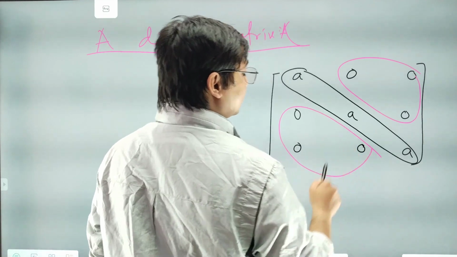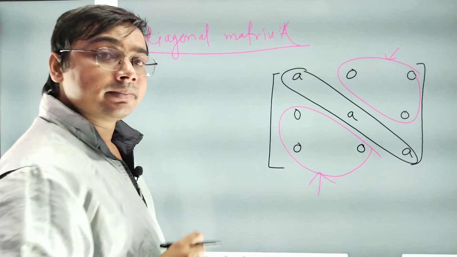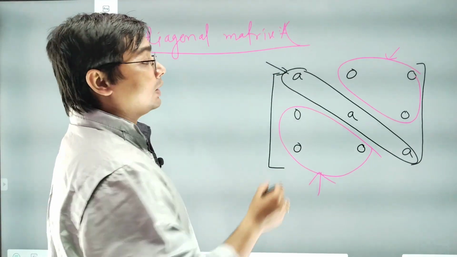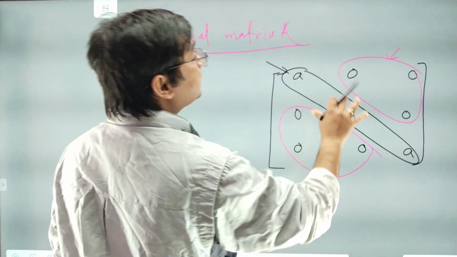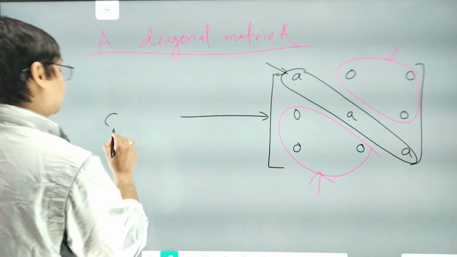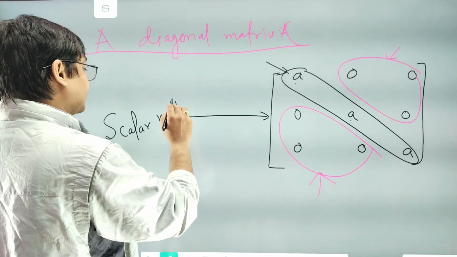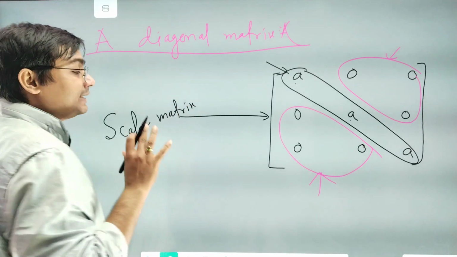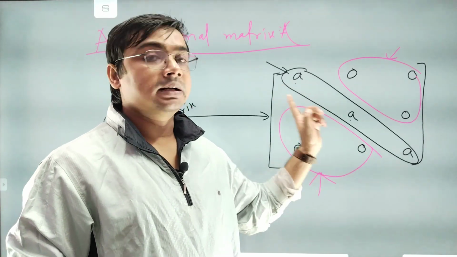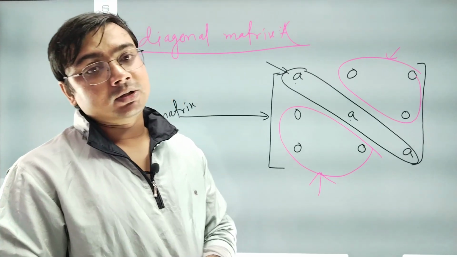all the non-diagonal elements are 0 here. That means this is a diagonal matrix, and you see all the diagonal elements are equal here, A. All the diagonal elements are equal. So this type of matrix is called a scalar matrix. Yes, that means a scalar matrix is always a diagonal matrix in which all the diagonal elements are equal.